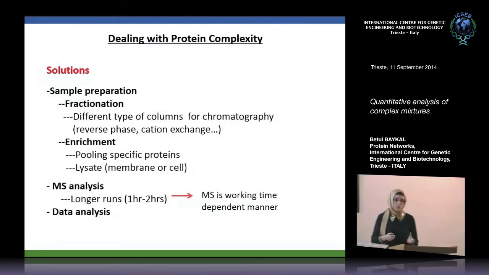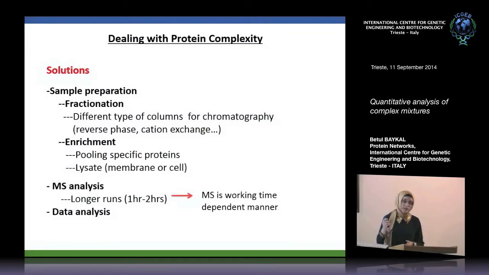Okay, there are some solutions for this problem. People are using different techniques. For example, there are things you can do at the sample preparation step. For instance, people are using different columns, such as reverse phase and cation exchange, and sometimes they use them in tandem. And you can go for an enrichment. If you have a protein of interest, you can pull the proteins down. You can even change the way you do the lysate. If you're mostly interested in membrane proteins, you can just go for them.